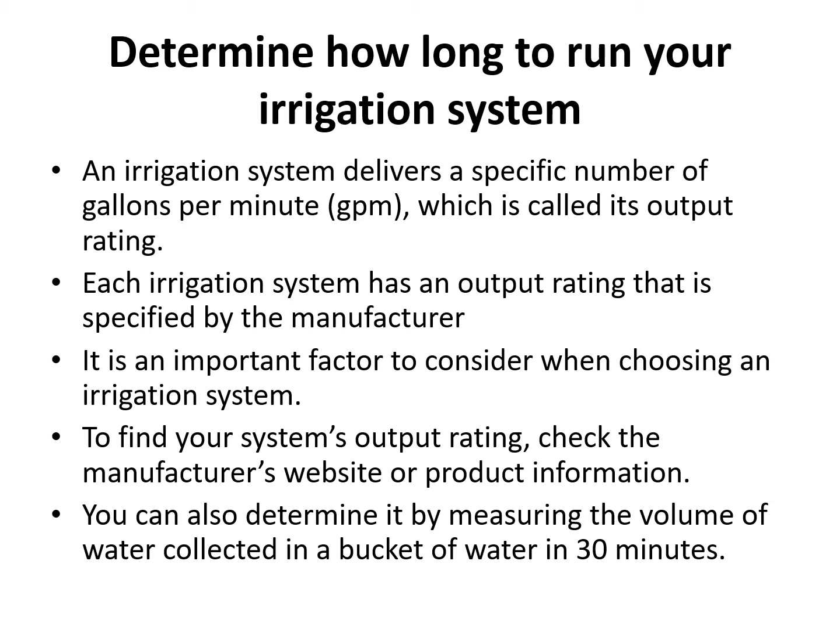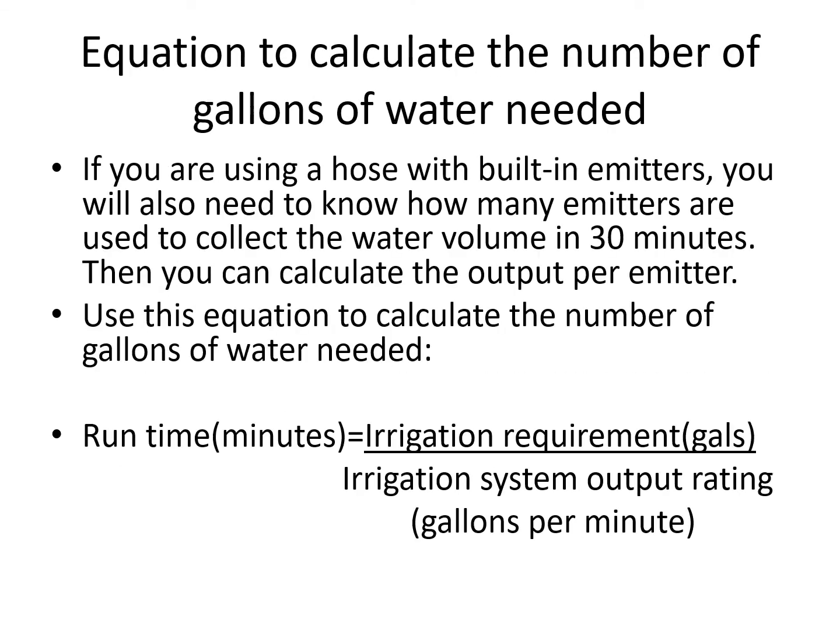But it's an important factor to consider when you're choosing an irrigation system. As I just said, to find the system's output rating, go to your manufacturer's website or the product information guide. You can also determine it by measuring the volume of water collected in a bucket in 30 minutes. If you're using a hose with built-in emitters, you will also need to know how many emitters are used to collect the water volume in 30 minutes. Then you can calculate the output per emitter, and you can use this equation below to figure the number of gallons of water needed.